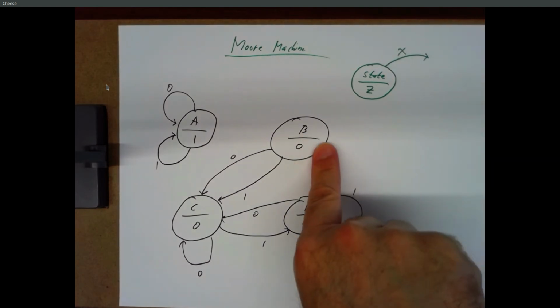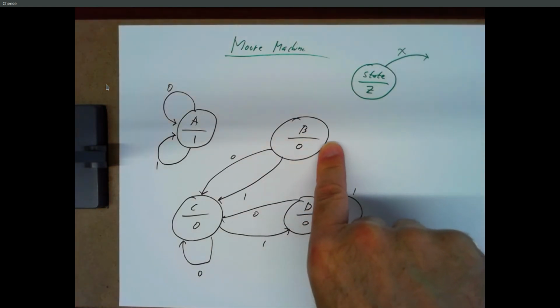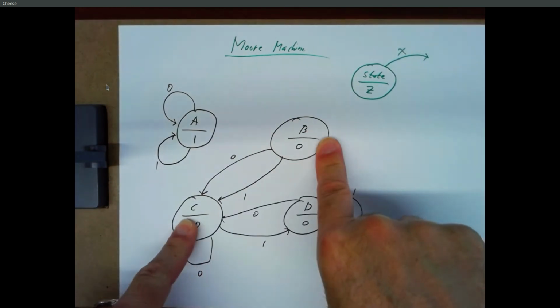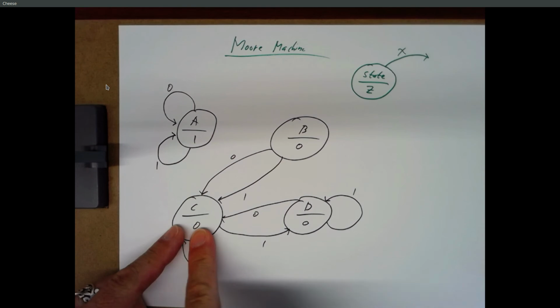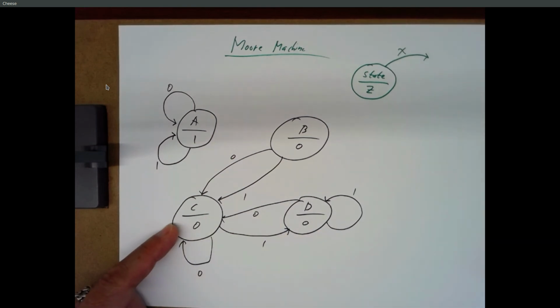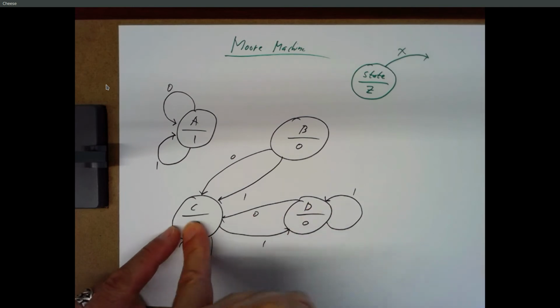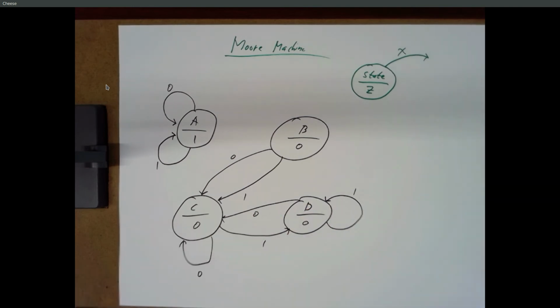And nothing will ever take you to state B. But if you happen to start in state B, you'll immediately come down to state C. And mostly we're just going to bounce between C and D. And if you're in state C and you get a 1, you'll come here, and then when you get a 0, you'll come back to C. And that's pretty much all the machine does.